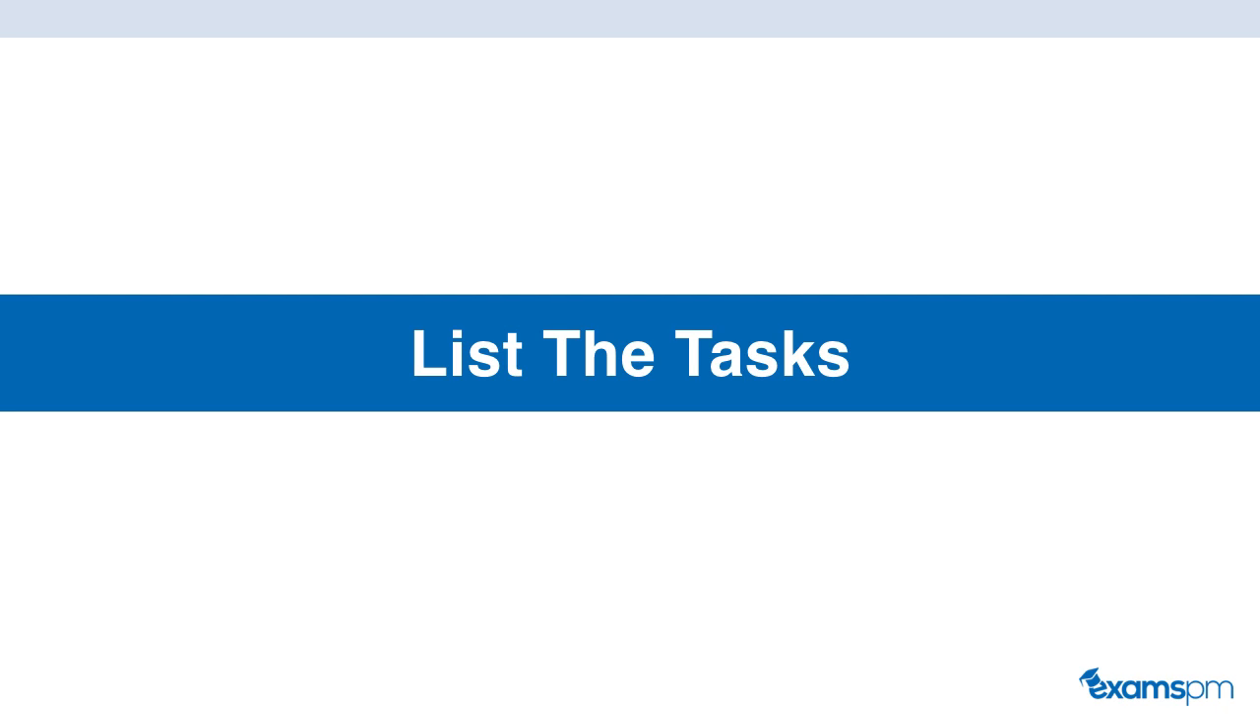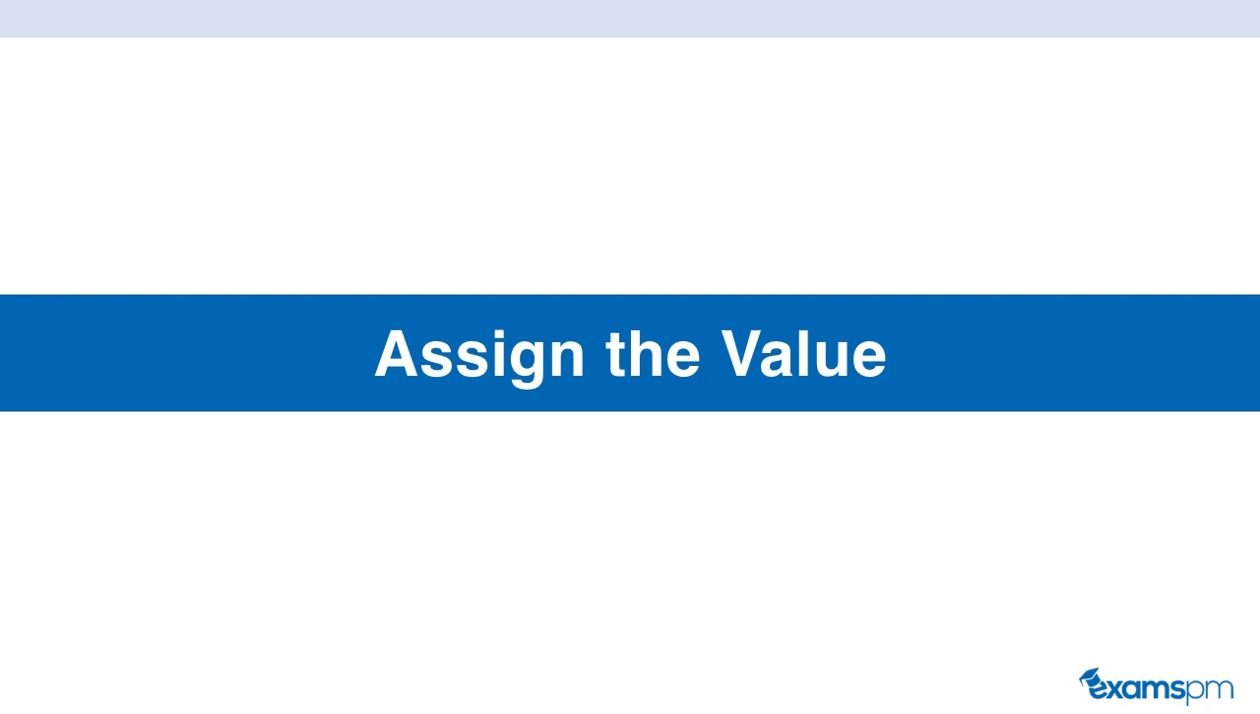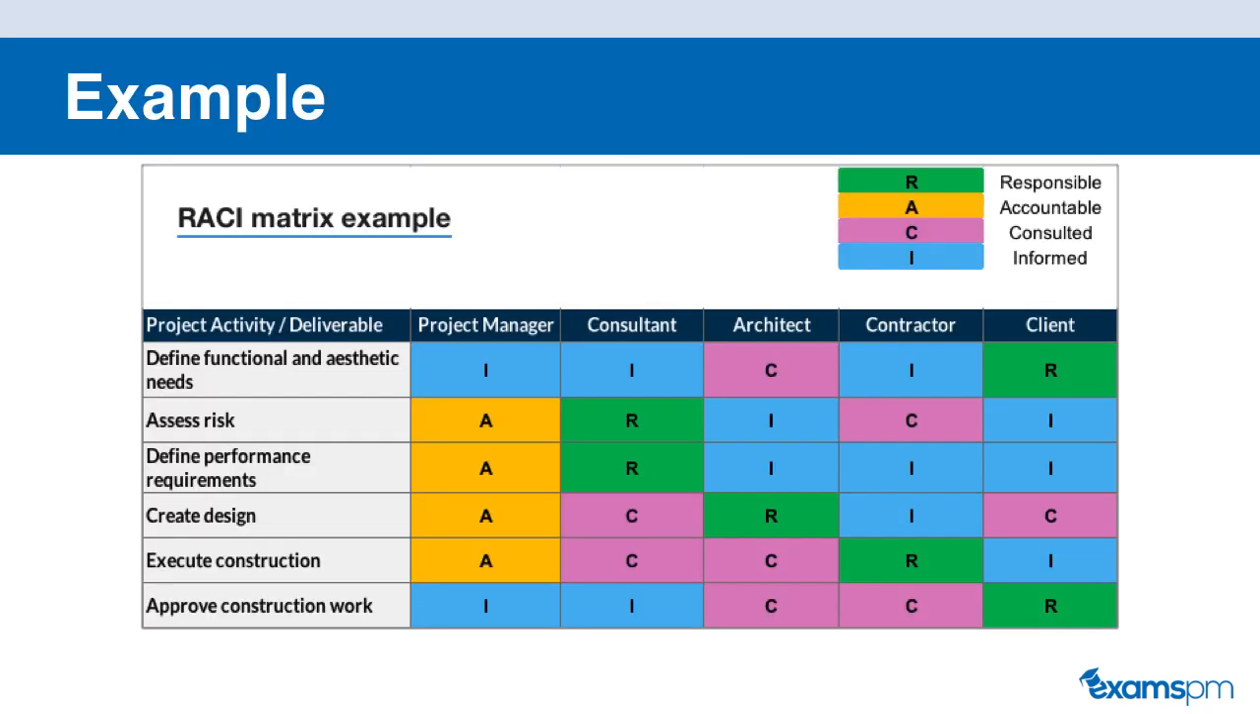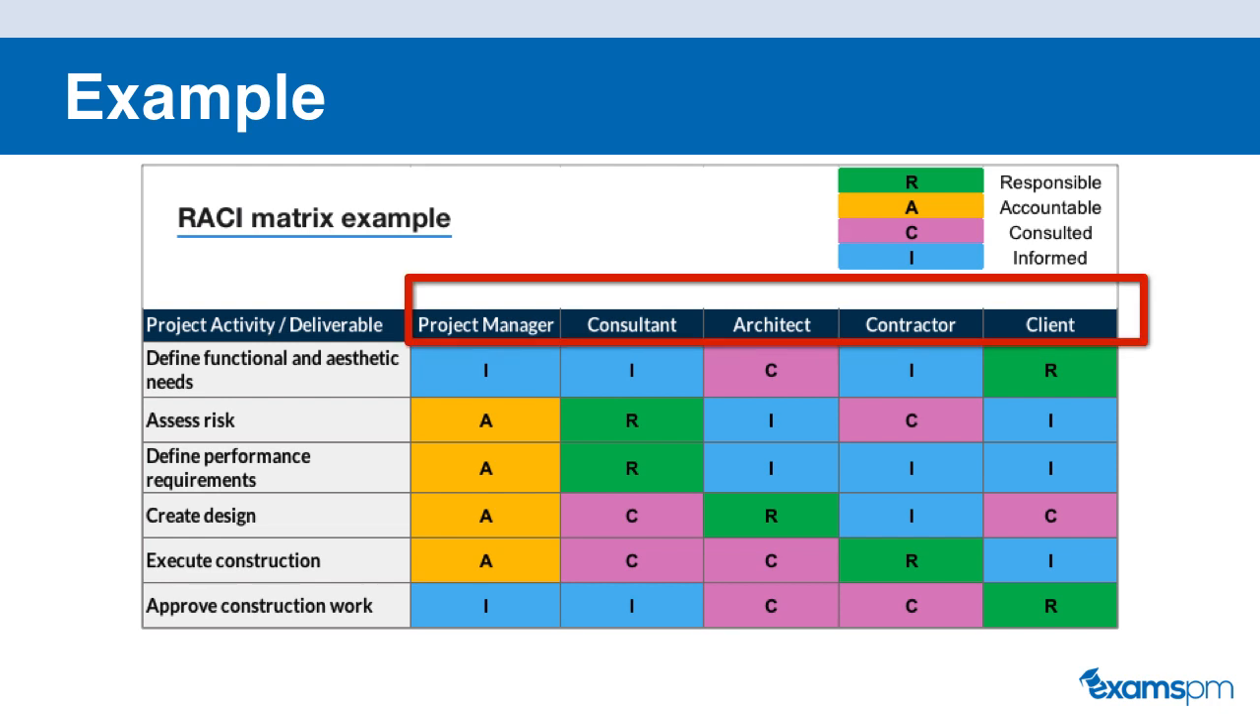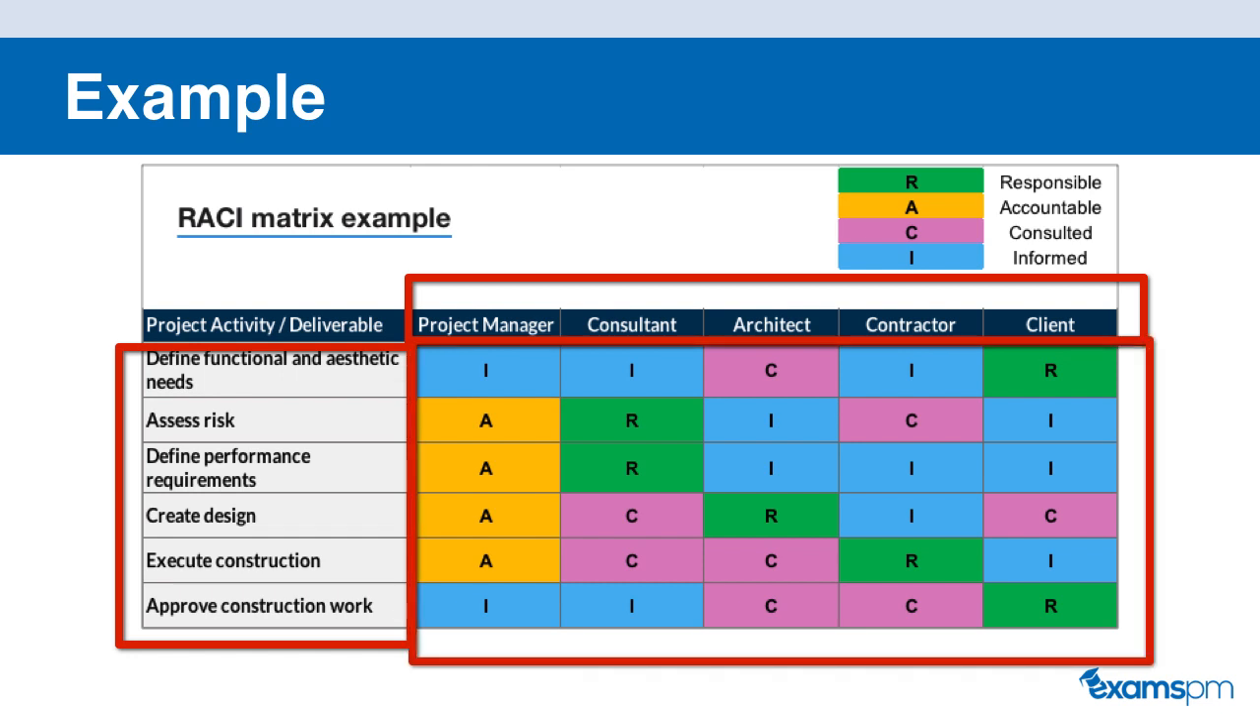So step number 3 is to assign the value. So for the team member who is responsible, you will put an R, accountable, you put an A, consult, you will put a C, and inform, you put an I. So here's the example that we saw at the beginning. So you have all the project roles listed in the columns, you have all of the tasks here listed in the rows, and in the intersection, you would put either R, A, C, or I, representing what that specific individual is doing for that specific task.